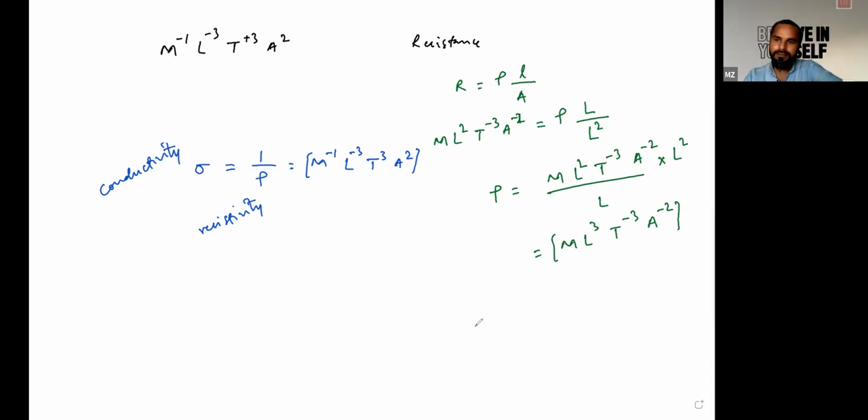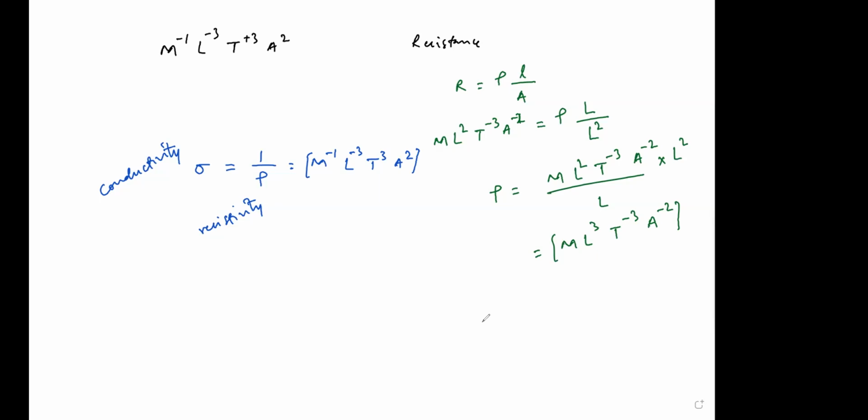Yusra Khan. Question 9. L, C, and R represent the physical quantities inductance, capacitance, and resistance, respectively. The combinations which have the dimensions of frequency are: option A is 1 by RC, option B is R by L, option C is 1 by root LC, option D is C by L.